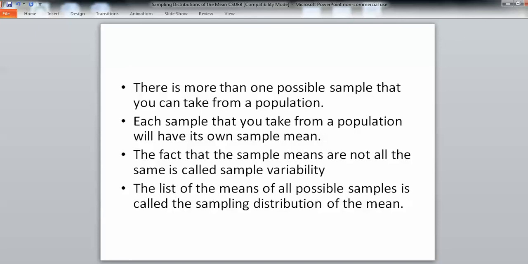Meaning I write out a list where I say the mean of sample 1 is this number, the mean of sample 2 is this number, the mean of sample 3 is this number, all the way down. And I do this for every possible combination of 50 students. That set of averages that I'm writing out would be called the sampling distribution of the mean. It's the set of the sample means of all possible samples that might be selected.